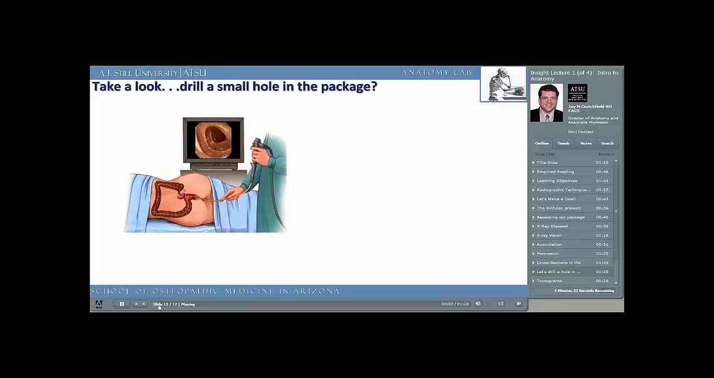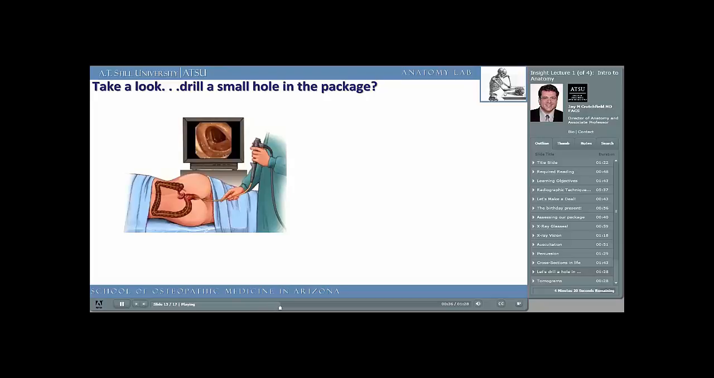Of course, what if percussing the anatomical or human package, looking at it, inspecting it, and feeling it, palpating it, isn't even enough? Today's technology allows us to actually look into the orifices of the human body, from the ear canal to the esophagus and stomach to the colon via colonoscopy. Even small, tiny cameras allow us to look inside the Montgomery glands of a woman's breast around the nipple to look for breast cancer. It's truly remarkable.